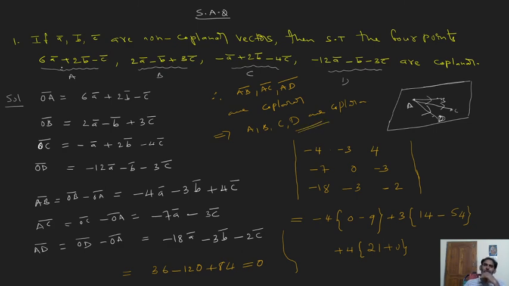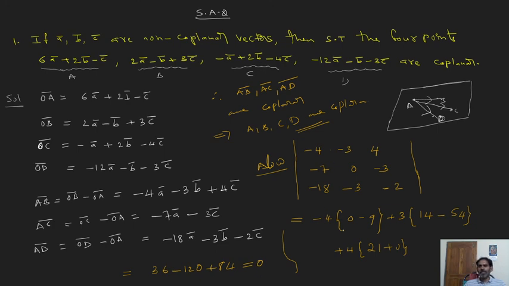Here we have to show 4 points are coplanar. But we are converting the 4 points into three vectors: AB bar, AC bar, AD bar. After that I am finding the determinant of these three vectors. For the determinant, write down the coefficients of A bar, B bar, C bar, all coefficients only. Minus 7, 0, minus 3. Minus 18, minus 3, minus 2. After that you know the expansion. After that this will be 0.